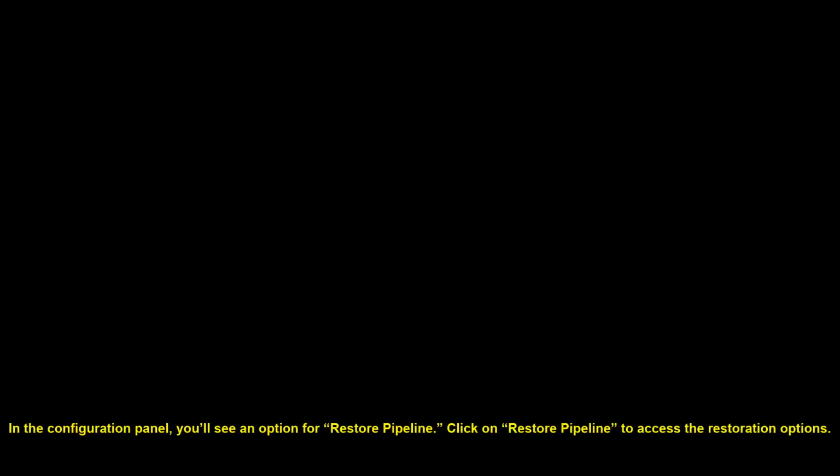In the configuration panel, you'll see an option for Restore Pipeline. Click on Restore Pipeline to access the restoration options. You'll be presented with a list of previously deleted pipelines. Choose the pipeline you want to restore from this list.